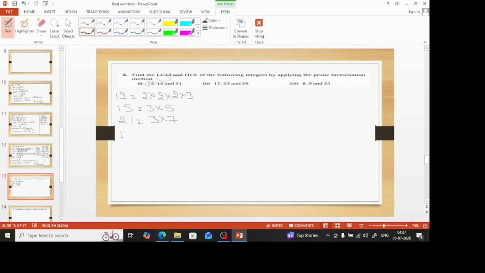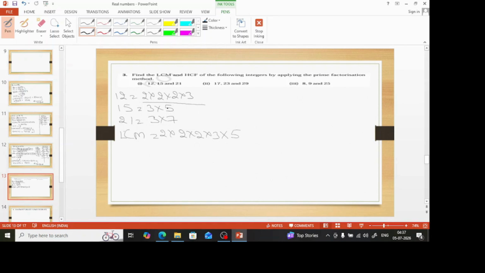Now LCM. LCM is same. 2 into 2 into 3. 3 has come already, 3 we will not take. 5 has not come.